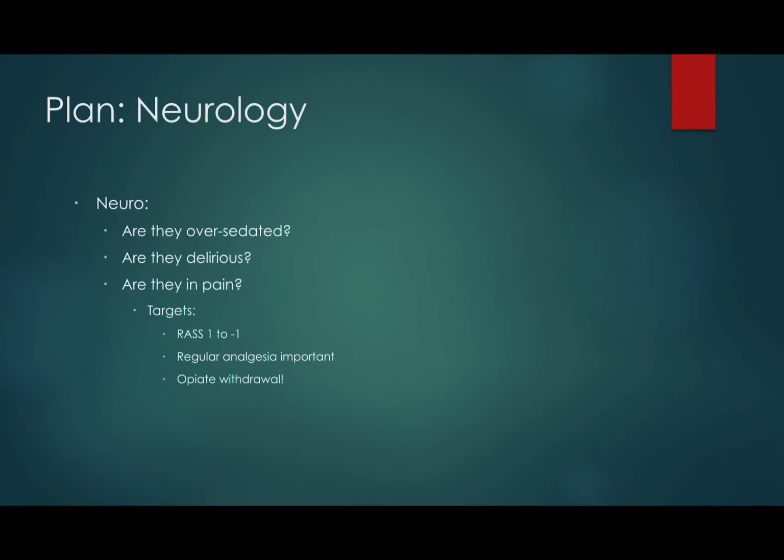Always important to ask whether the patient is in pain. If they're in pain, you must manage it. Uncontrolled pain will cause worsening of delirium. So in terms of commonly used targets, we commonly use a target RASS of 1 to -1. We want to make sure the patient has got regular analgesia and that the nurses are able to assess to see whether the patient is in pain, and if they are, that we give appropriate painkillers.